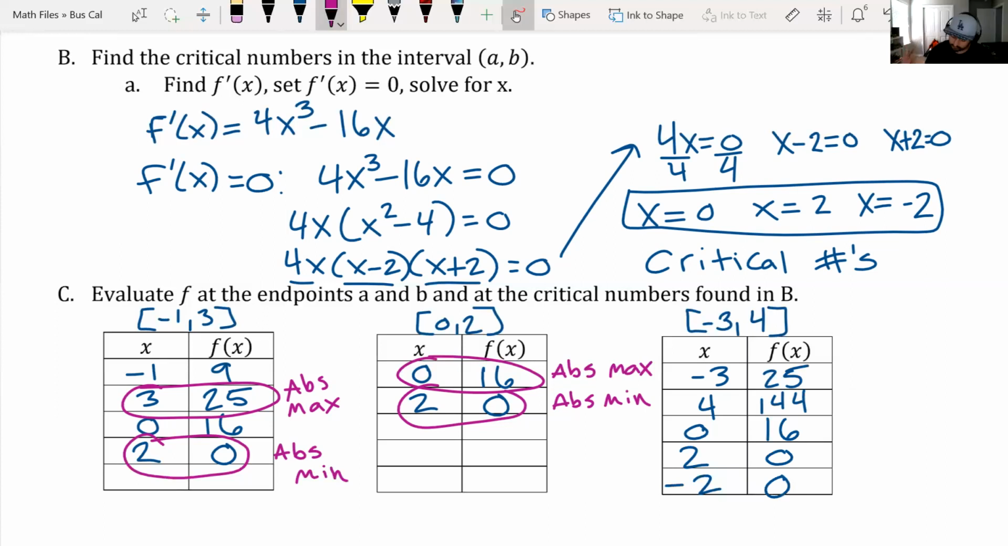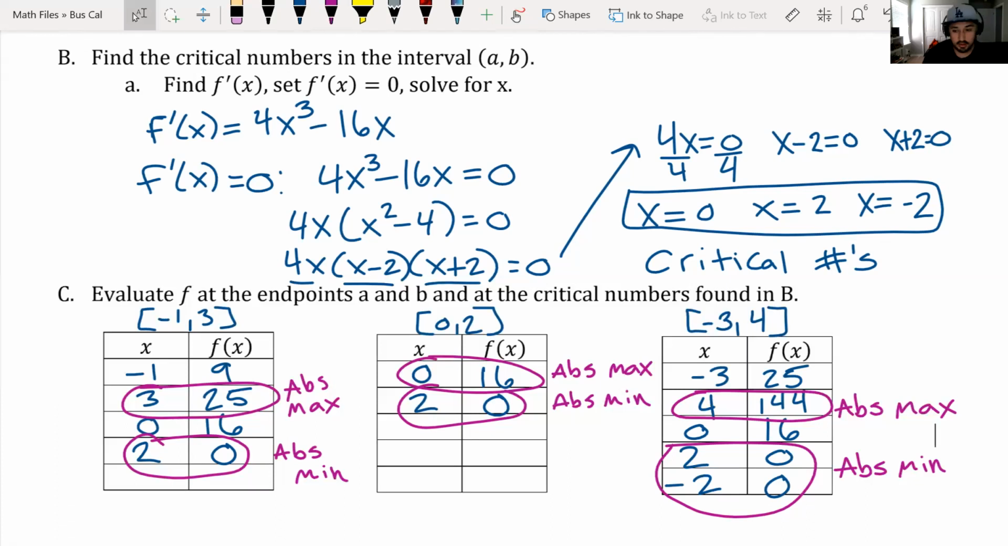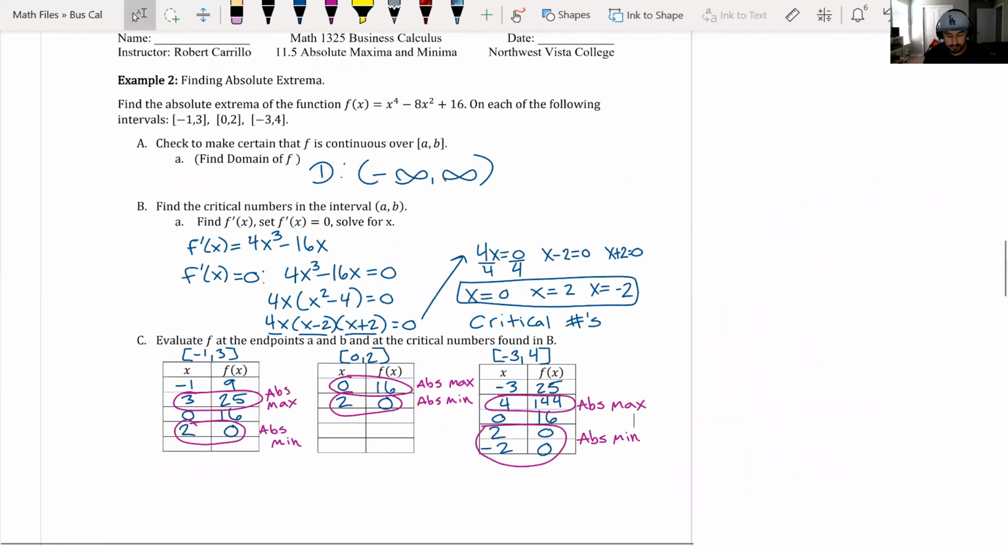Okay. Now look for the smallest values, and looks like 0 is the smallest y value. So both of these are going to be my absolute mins. And then the largest y value is 144. So 144 is my absolute max. All right, there it is. That's simple. That's all we're doing.